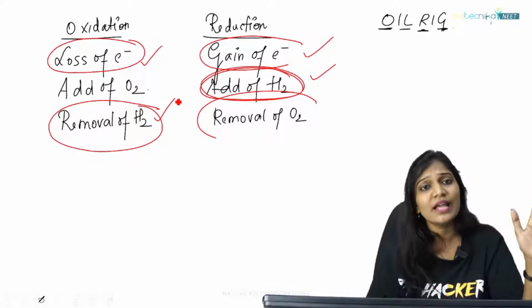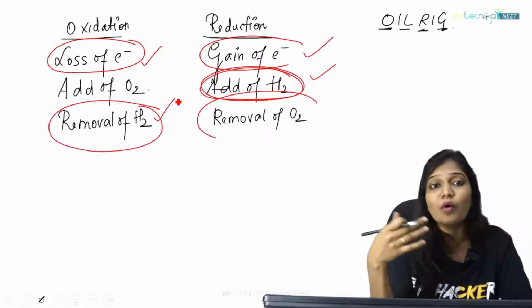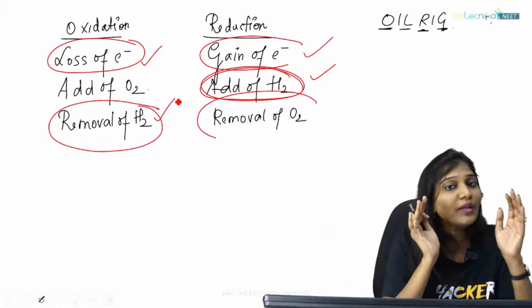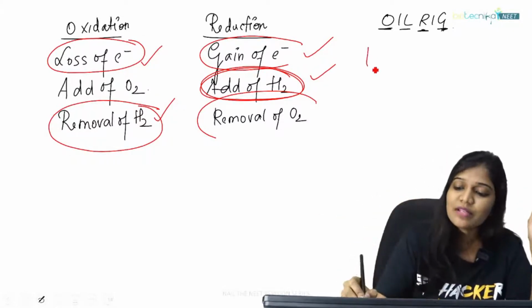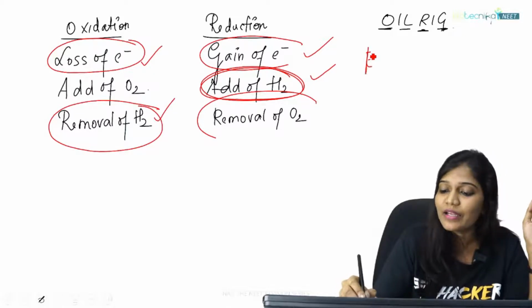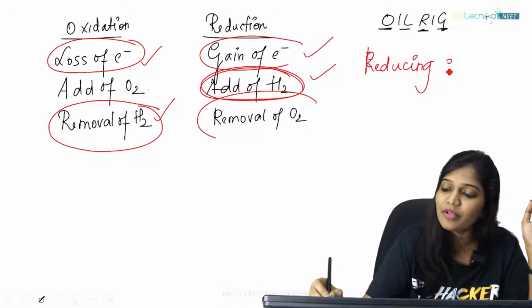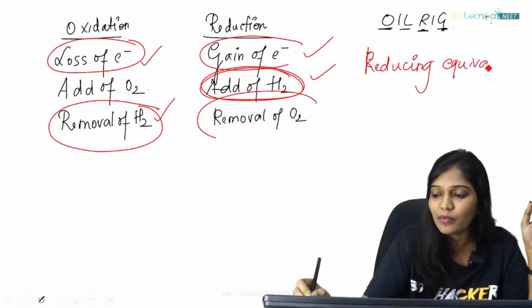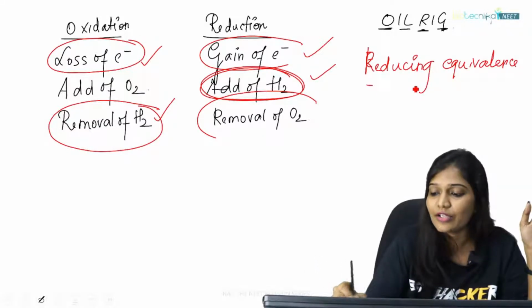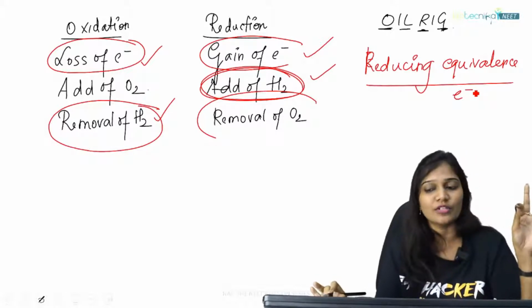And always remember, electrons keep on traveling. But how will an electron travel? Sometimes in a question paper, they can give you reducing equivalents or reducing power. You just remember reducing equivalents are very simple, they are nothing but electrons. They are simply electrons.